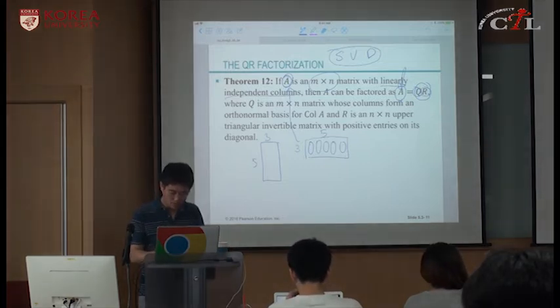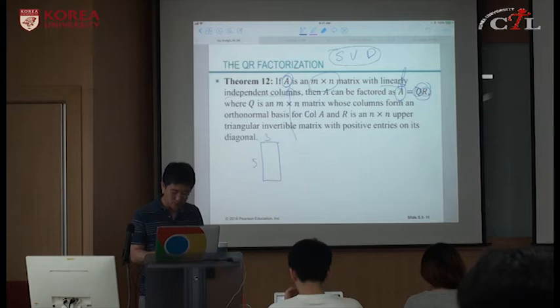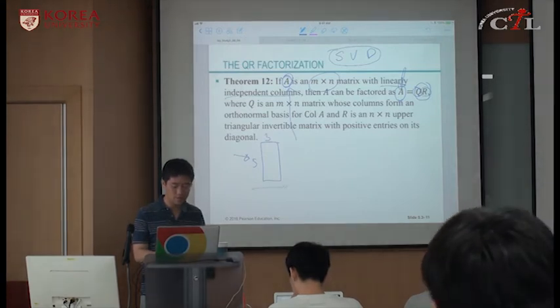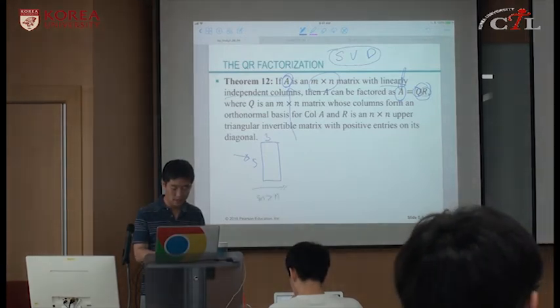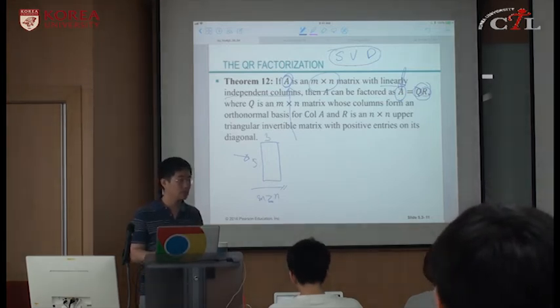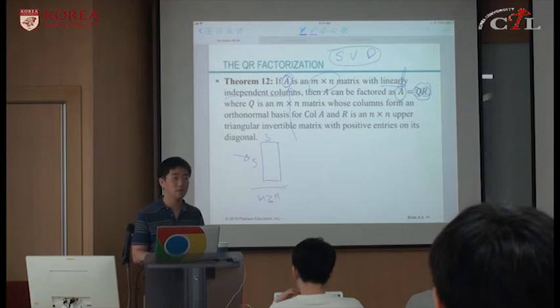Okay, so we consider a rectangular matrix, but that rectangular matrix has linearly independent columns, and thus it should have a shape where m is greater than or equal to n, right? Because the square matrix can still have linearly independent vectors.